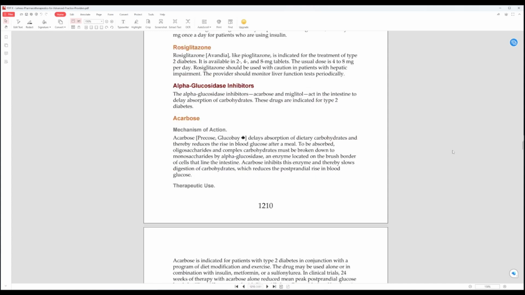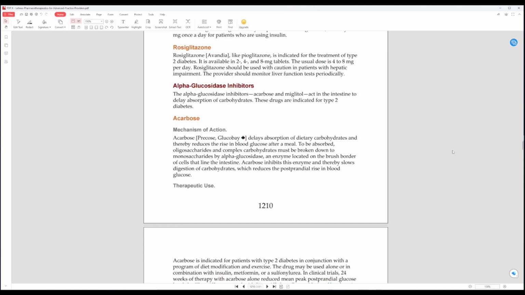Bringing us to the next medicine, rosiglitazone, also known as Avandia. Similar to pioglitazone, it is indicated for the treatment of type 2 diabetes. It is available in 2, 4, and 8 milligram tablets. The usual dose is 4 to 8 milligrams per day. Rosiglitazone should be used with caution in patients with hepatic impairment. The provider should monitor liver function tests periodically.